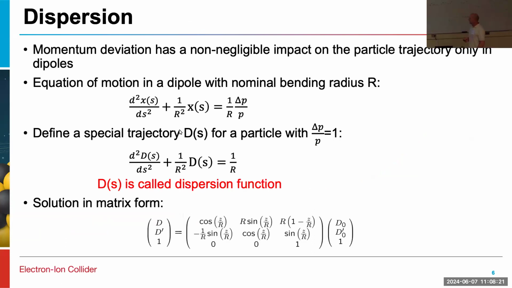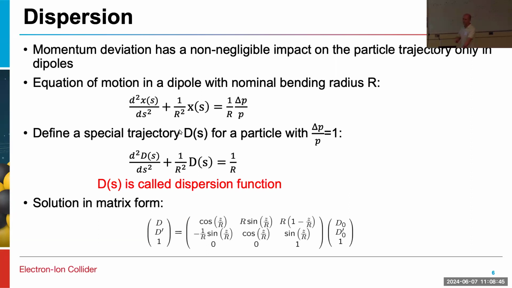Okay, and then we have dispersion. So far I only talked about particles that have the design longitudinal momentum. However, in the beam you also have a small distribution of momenta, where typically your delta P over P is something like 10 to the minus 3 or so. And so that has an impact, of course, on your particle trajectory.